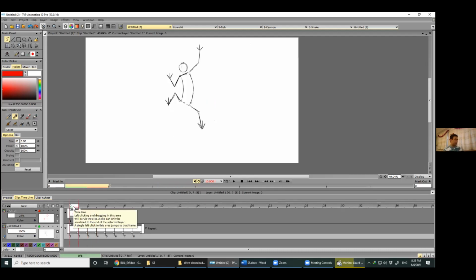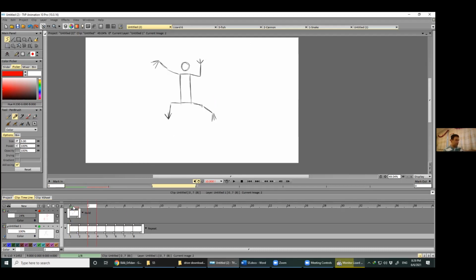So my first frame is this, my second frame is this, my third frame is this, and the body goes this way, and the bottom of the body is going this way. Now let's draw the tail.